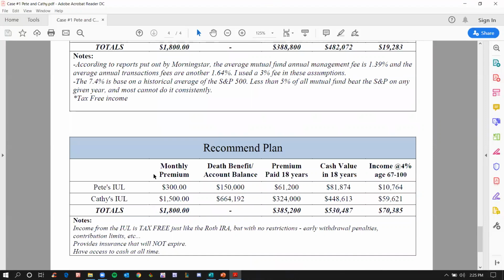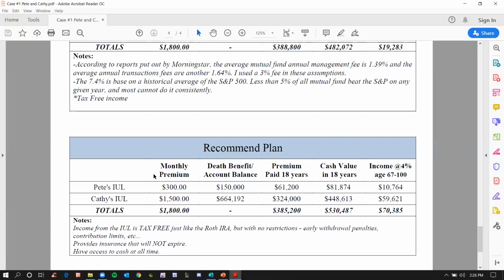So based on your situation, Pete, you have the health condition, so you can only do so much with your term policy, right? So we have to keep it West Coast Life. I think it was West Coast Life, and we're going to do a $300 a month IUL on you, Index Universal Life. Okay. Over the next 18 years, you're going to spend about $61,000, and in 18 years, you're going to have about $81,000 of cash value. This will spin off a tax-free income of $10,764 a year.